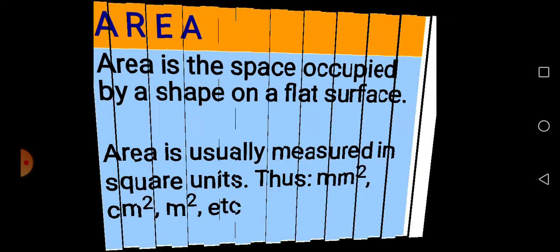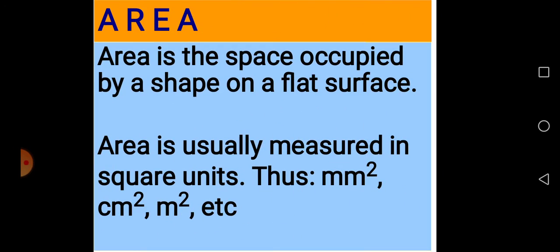What is area? Area is a space occupied by a shape on a flat surface. Area is usually measured in square units. Thus, we have millimeter square, centimeter square, meter square, and so on.